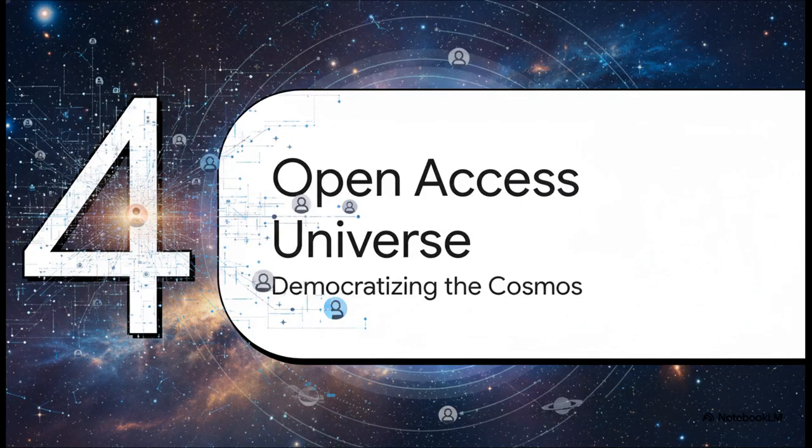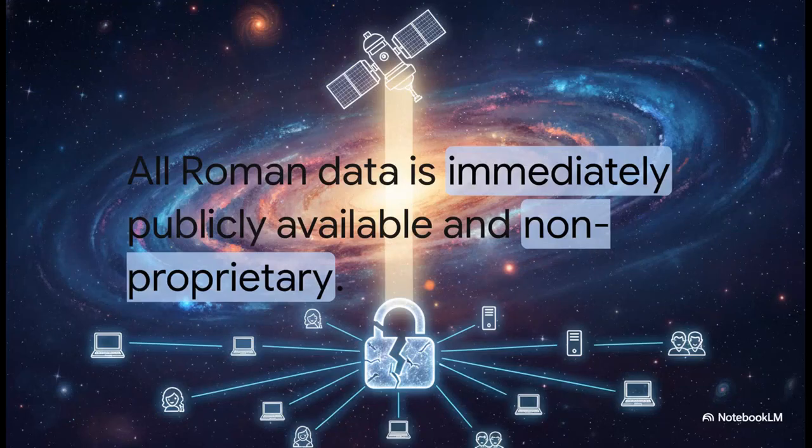And finally, Section 4, an open access universe, democratizing the cosmos. Now, the technology of the Nexus is only half the story. The other half is a monumental cultural shift in astrophysics. Unlike a lot of previous space missions, there is absolutely no proprietary waiting period for Roman's data. Historically, the scientific team that proposed an observation might get 6 months or even a year to look at the data exclusively, carefully guarding it before anyone else could see it. The stakes were incredibly high, but not with Roman. The moment the data is beamed down and processed, it is public, zero exclusive access.